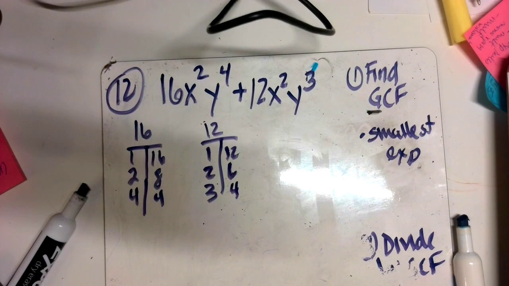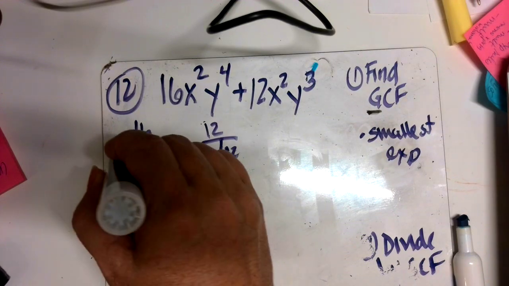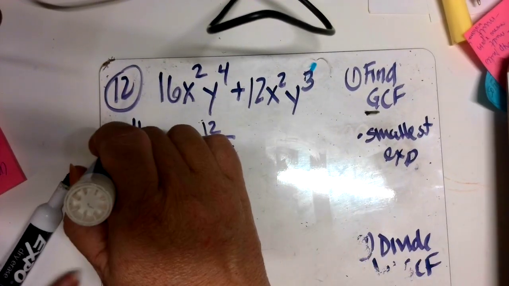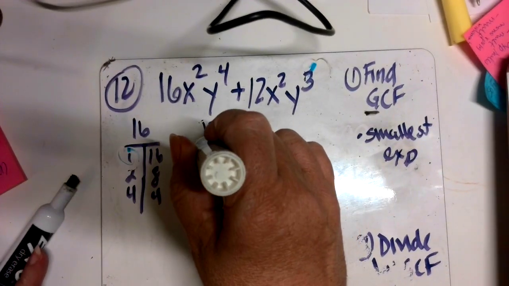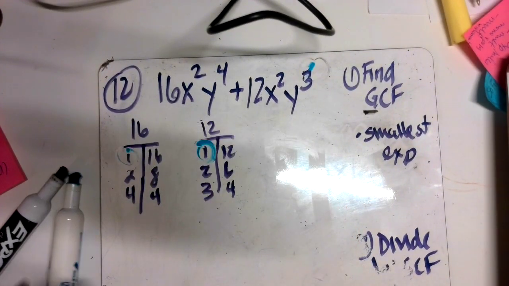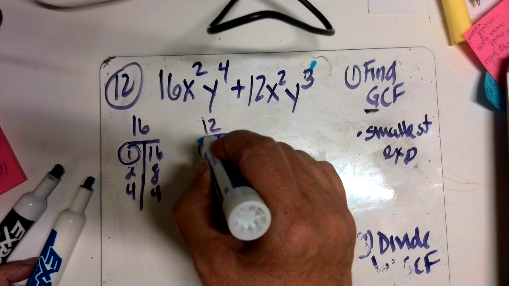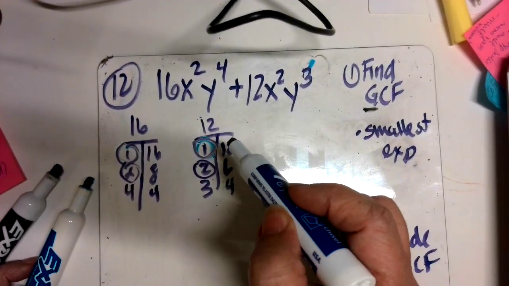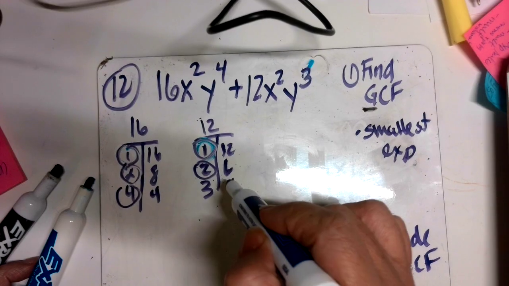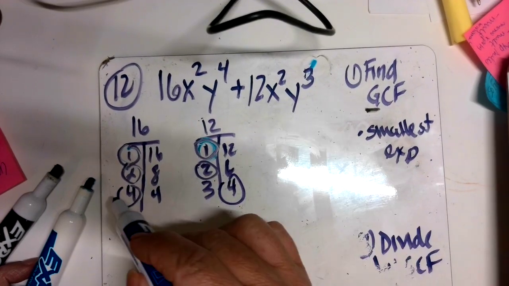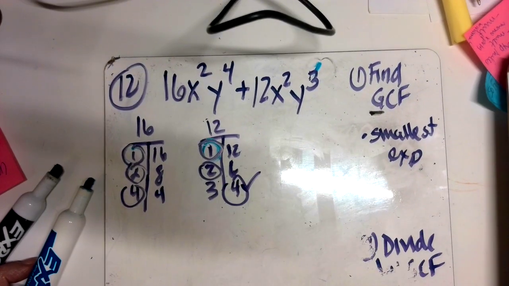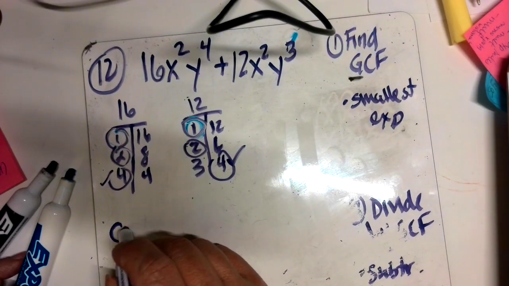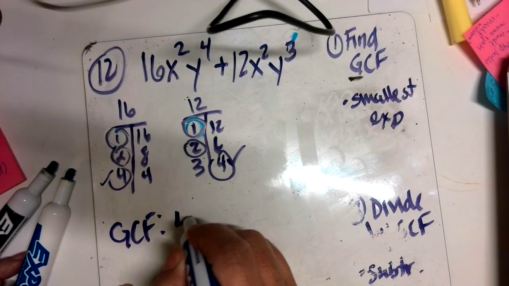What do they have in common? They have a 1. Let's see if this works. No. They have a 1. Maybe this doesn't work either. Okay, I'll try this. They have a 1. Okay. They have a 2. And they have a 4. Which is the greatest number? 4 in both of them. So we're going to factor out a 4.